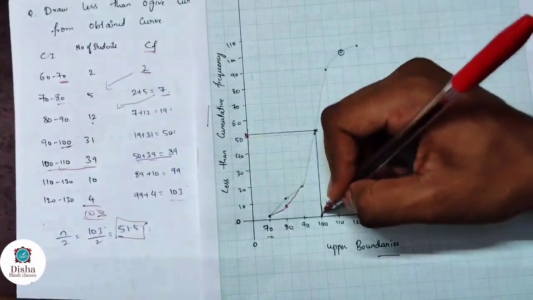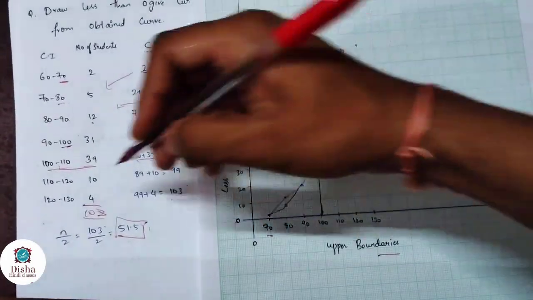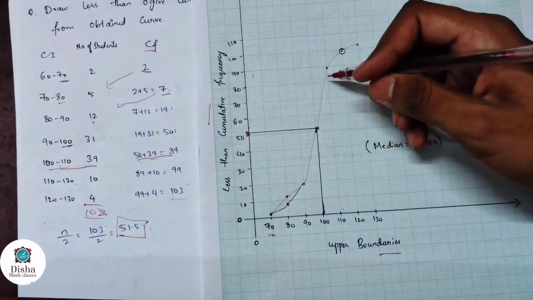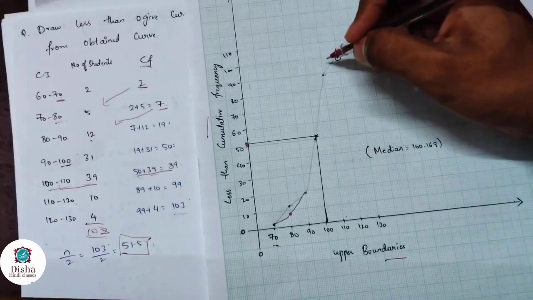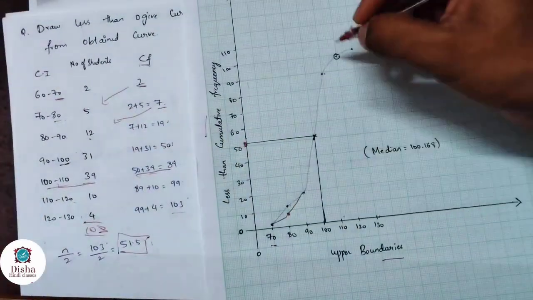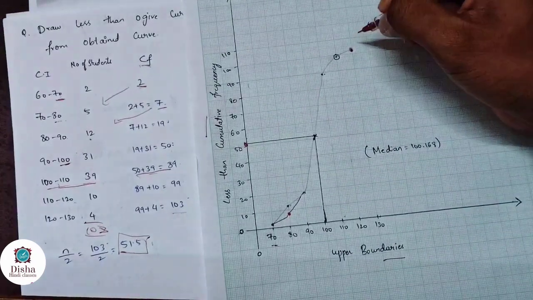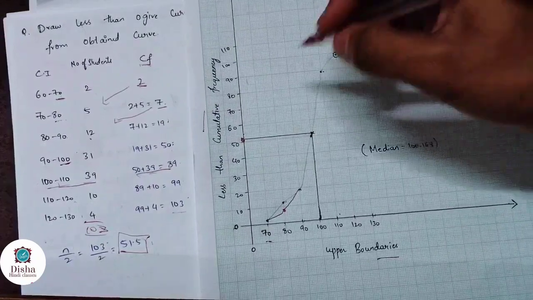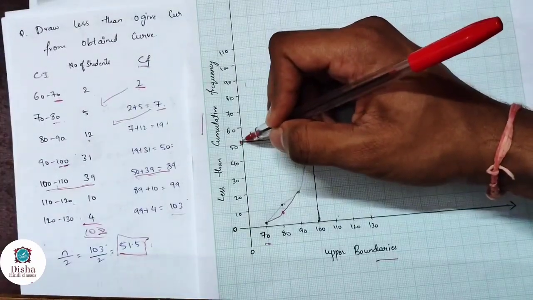Not like that, it will be like this. For 100, it is 50. For 110, it is 89. For 120, it is 99. And for 130, it is 103. So this is the end of the curve.